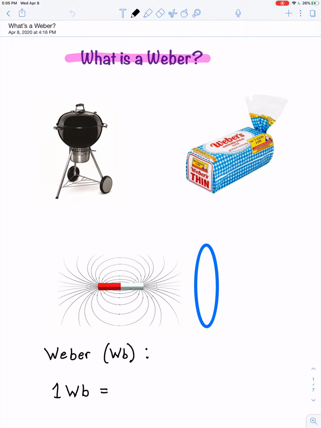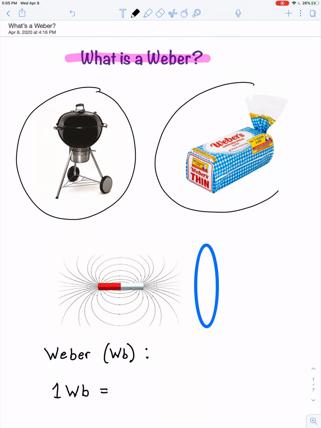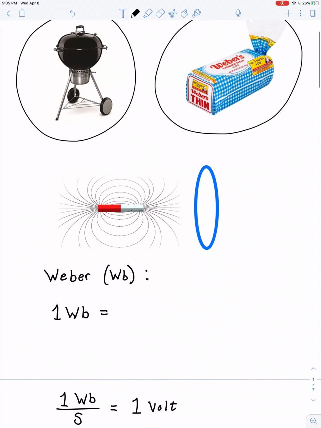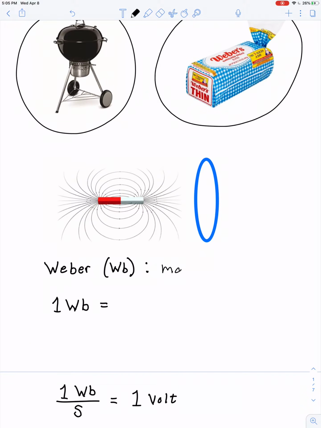When you hear the word Weber, what do you think of? Some people might think of barbecue grills. Other people might think of sliced bread. When I think of Webers, I think of the unit for magnetic flux. One Weber is equal to 1 Tesla multiplied by 1 square meter.